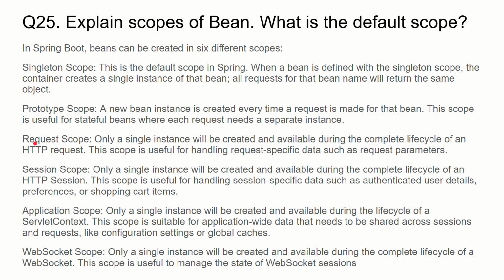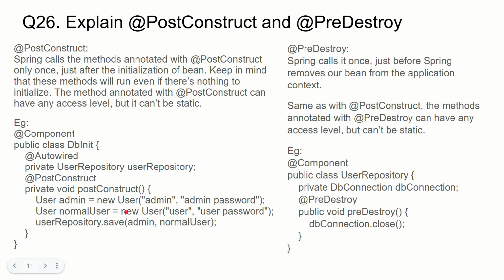Third is request scope. Only a single instance will be created and available during the complete lifecycle of an HTTP request. Session scope: only a single instance will be created and available during the complete lifecycle of an HTTP session. Application scope: only a single instance will be created and available during the lifecycle of a servlet context. WebSocket scope: only a single instance will be created and available during the complete lifecycle of a WebSocket. These are the six scopes of the bean, and the default one is singleton.